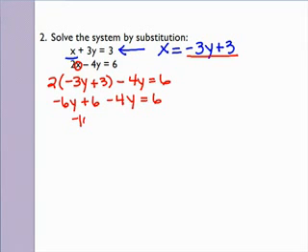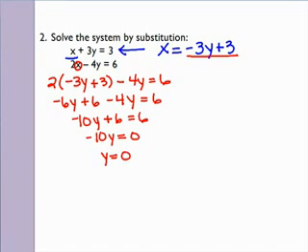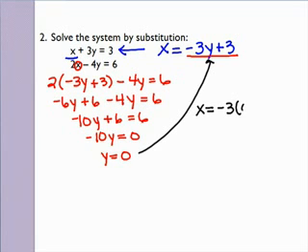Combine like terms, negative 10y plus 6 equals 6. Move the 6 over and we get negative 10y equals 0. Divide by negative 10 and y equals 0. So don't be fooled when it equals 0. That's not no solution. I still have a variable y. Okay, and then I'm going to take that 0 and plug it into this up here so that I can solve for x. So x equals negative 3 times 0 plus 3.